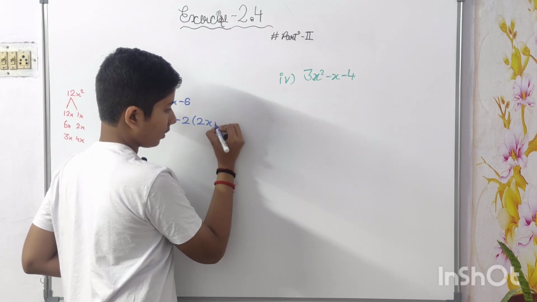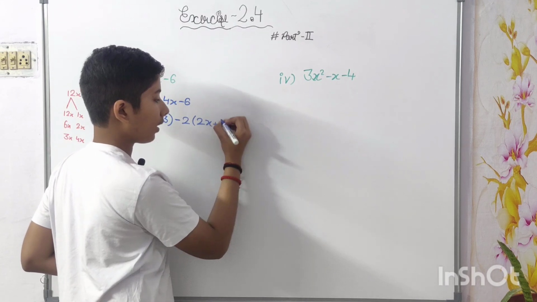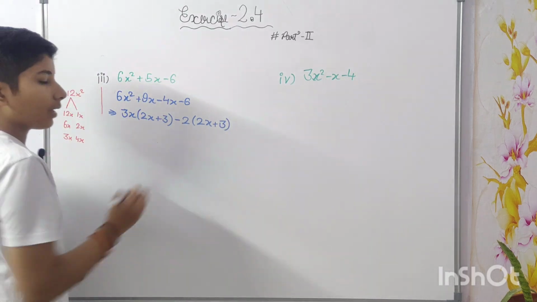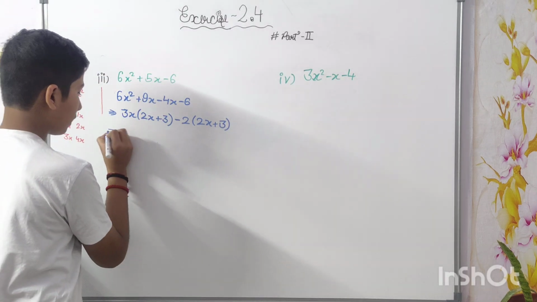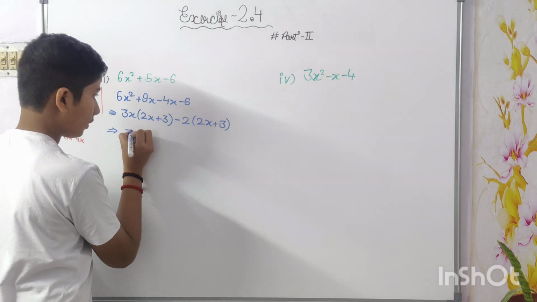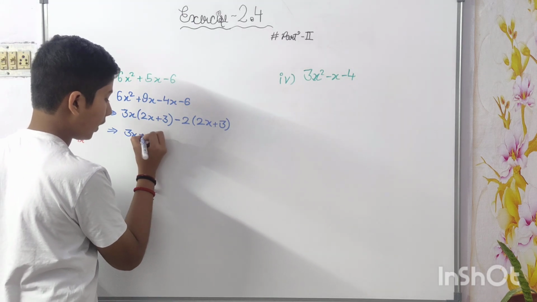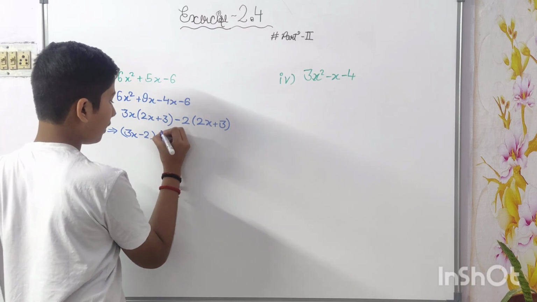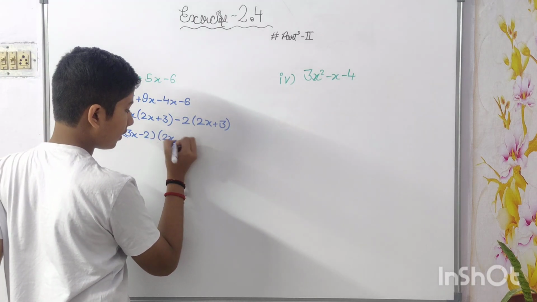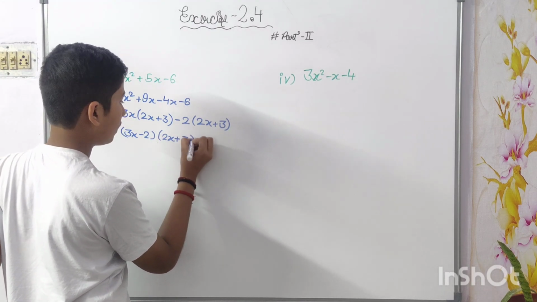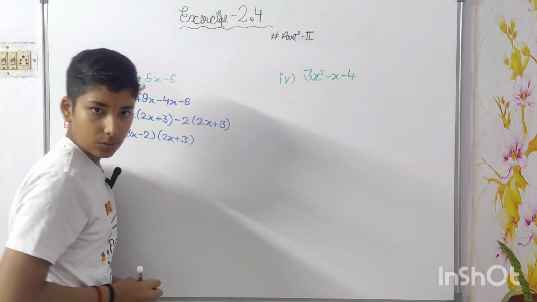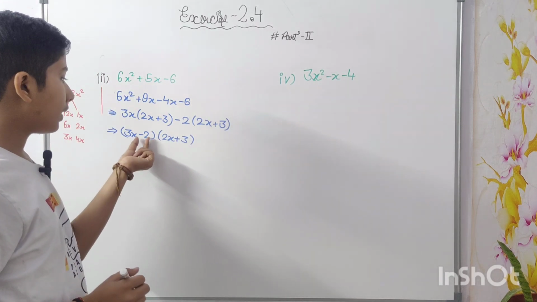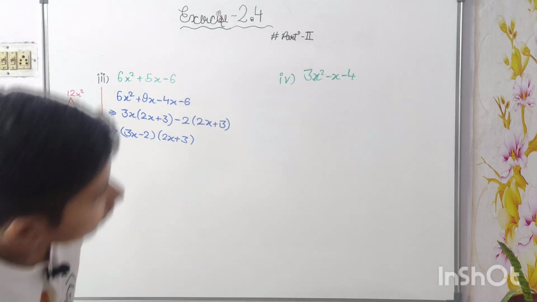Now 2 3s are 6. So here 3 will come. Now these brackets are same, means our answer is correct. 3x minus 2, this one, and 2x plus 3, this one. Okay. Now our answer is 3x minus 2, 2x plus 3.